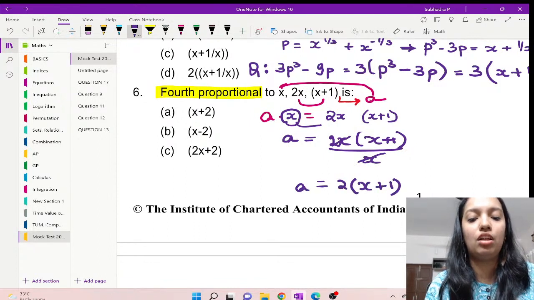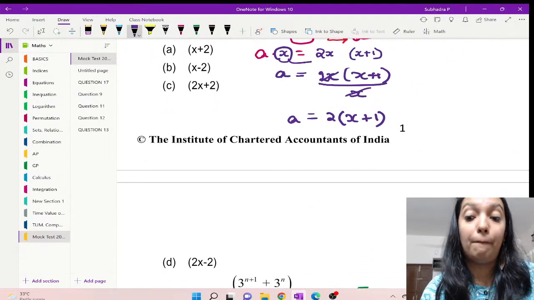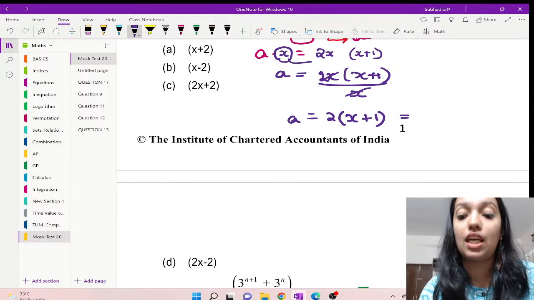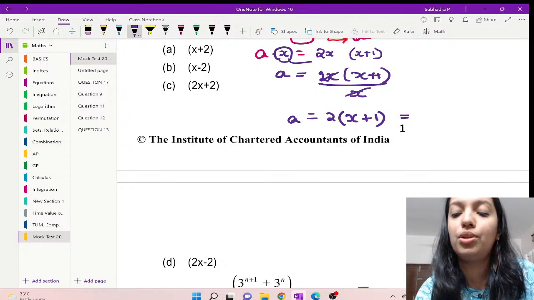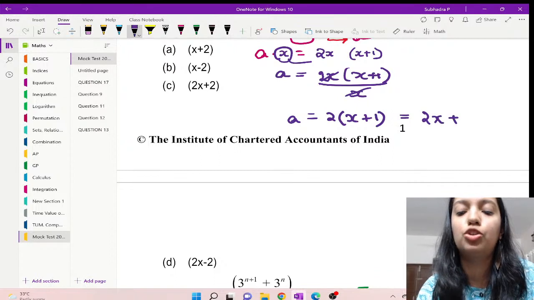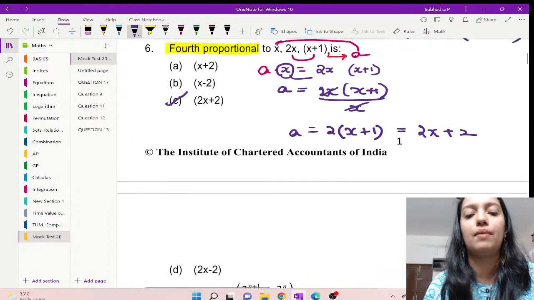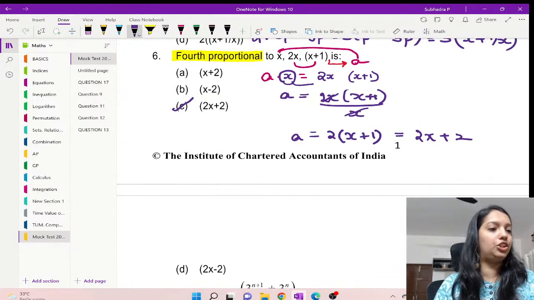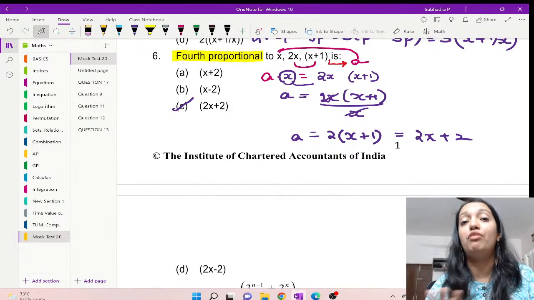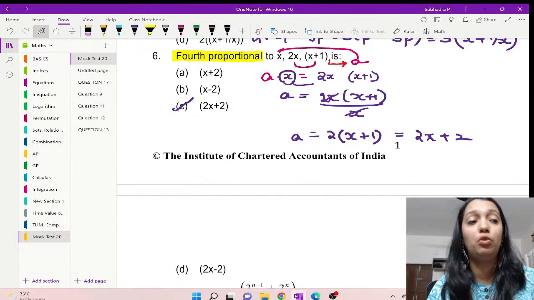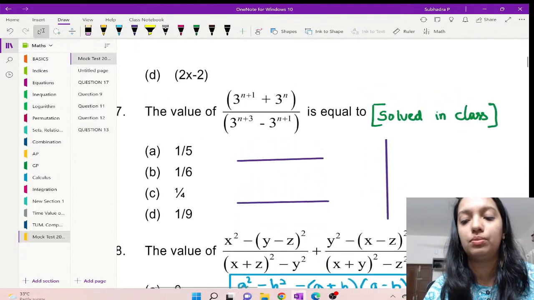Do we have that in our options? 2 of x plus 1. But look at option C. I have to remove the bracket. How do you remove the bracket? 2 into x will be 2x plus 2 into 1 is 2. So, this option is there, which is option C. Answer for the 6th question. I hope this is clear to everyone till now. All the questions were very easy. We were able to solve them within 1 minute. So, going ahead to the next question.